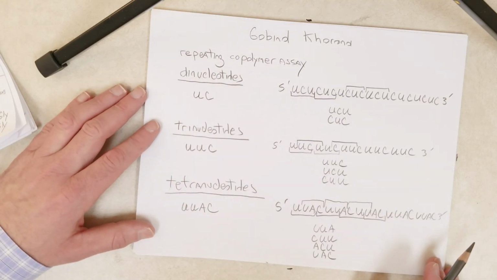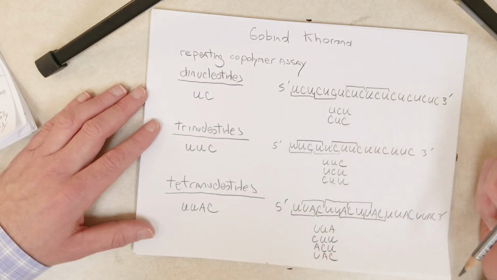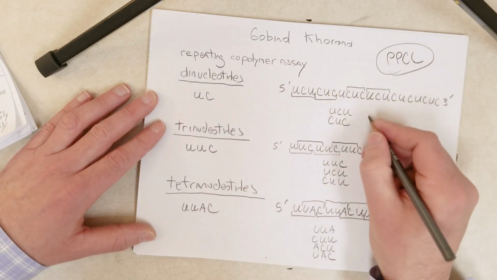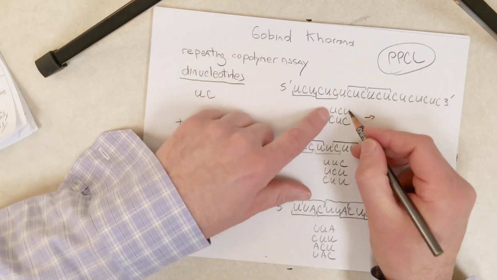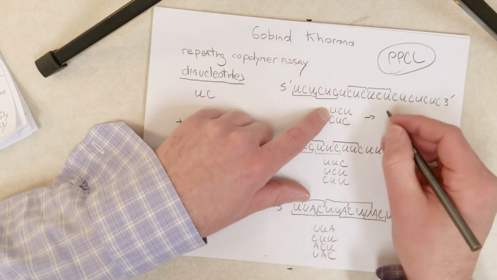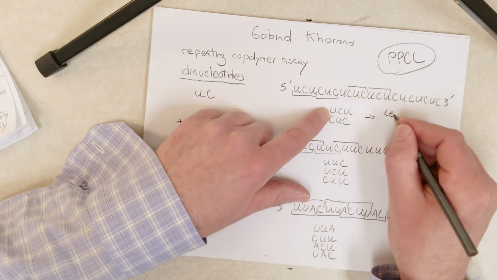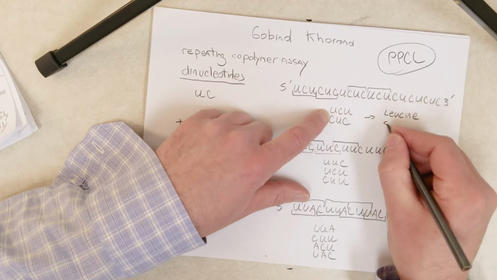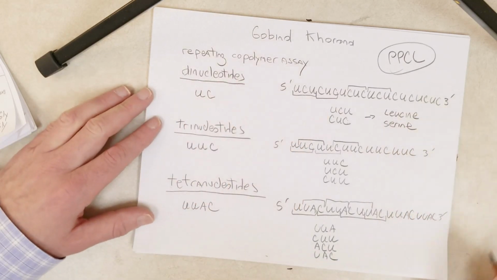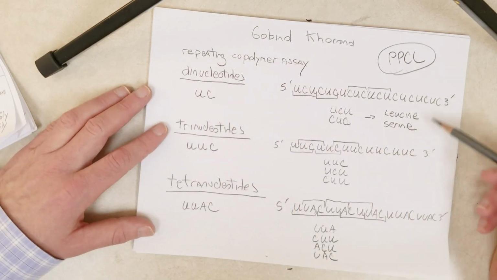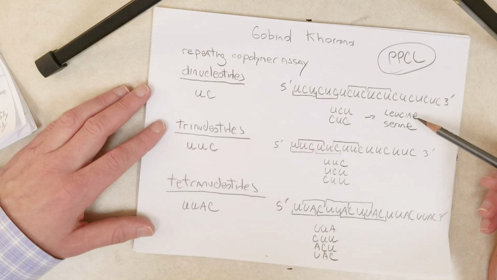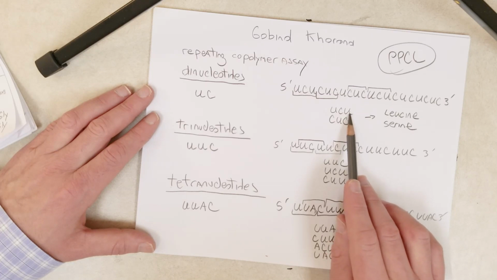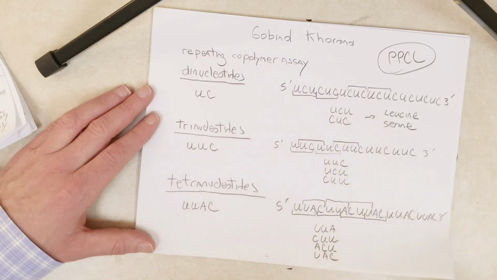So Gobind Khorana used these with the protein-producing cell lysate, right? And what he found was that when these were used, the radioactive proteins were formed when leucine was added and when serine was added. So none of the other amino acids resulted in a radioactive protein. That means UCU and CUC, each of these must correspond to either leucine or serine.